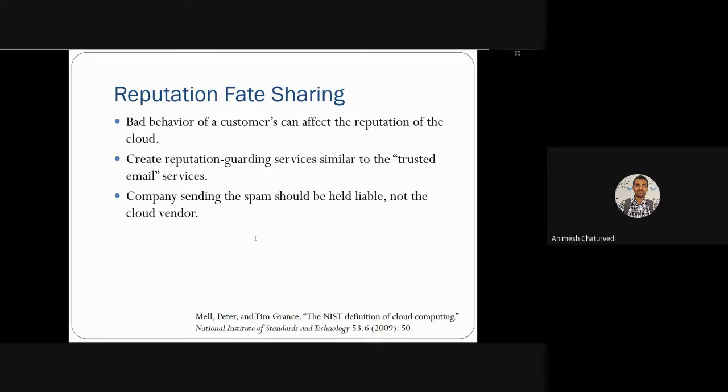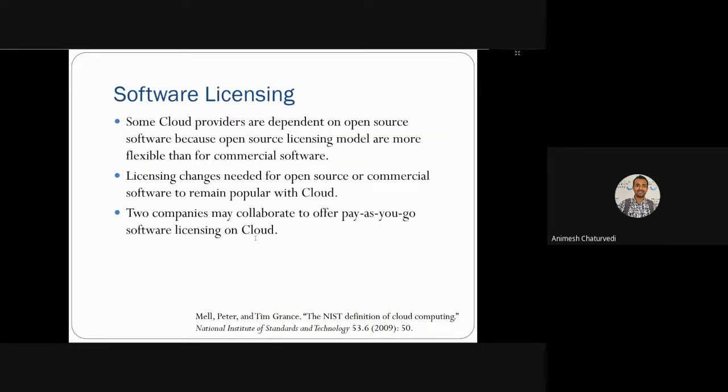So for that, spam filtering is the way to control it. The Google server only allows trusted email to work. Companies sending the spam should be liable for all these spams, not the cloud vendor. Gmail is not liable for that, but Gmail has to stop these spam mails and push them automatically to spam, and that is the service.